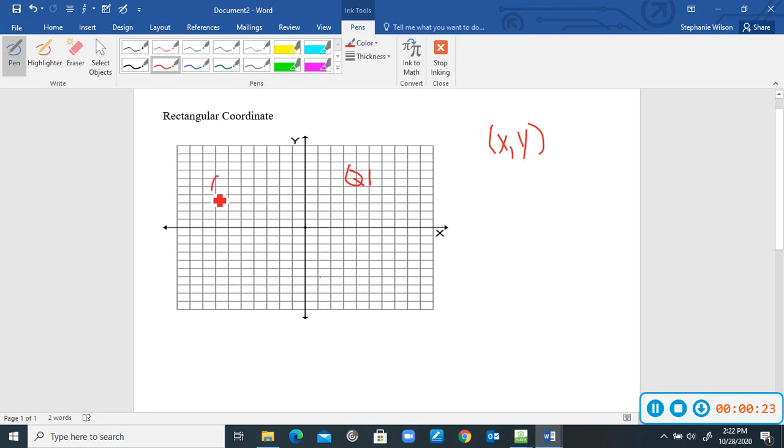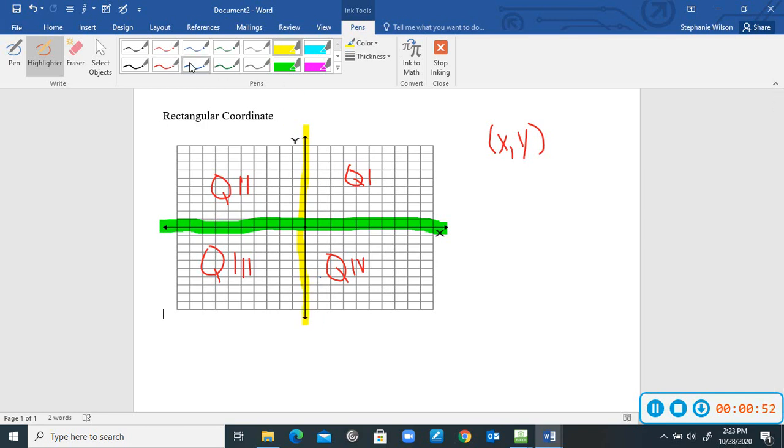This is quadrant 2. This is quadrant 3. And then this one's quadrant 4. On this graph, we have an x-axis, and it runs horizontally right here. And then we have a y-axis, and it runs this vertical line.